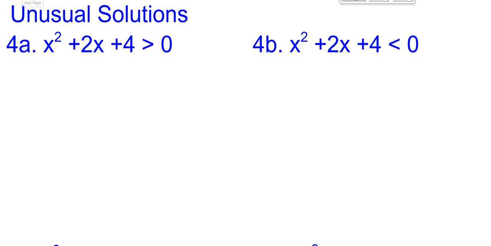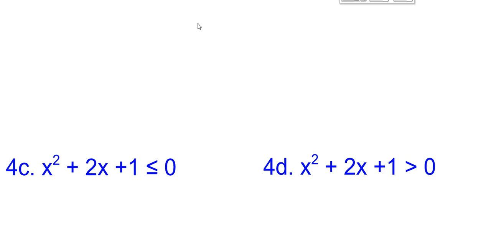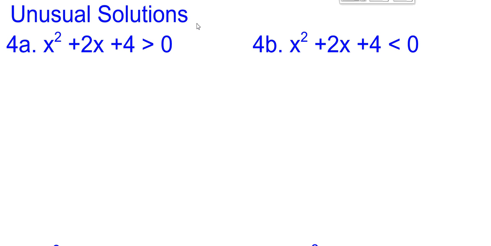So there's this little part about unusual solutions. Let's look at that. There's only 2 different rules here, and there's 4 problems. So let's think about this: it does not factor, because there's nothing that multiplies to be 4 and adds to be 2. So let's use the quadratic formula to solve this and find the zeros. And the zeros will be the same for either one of those.